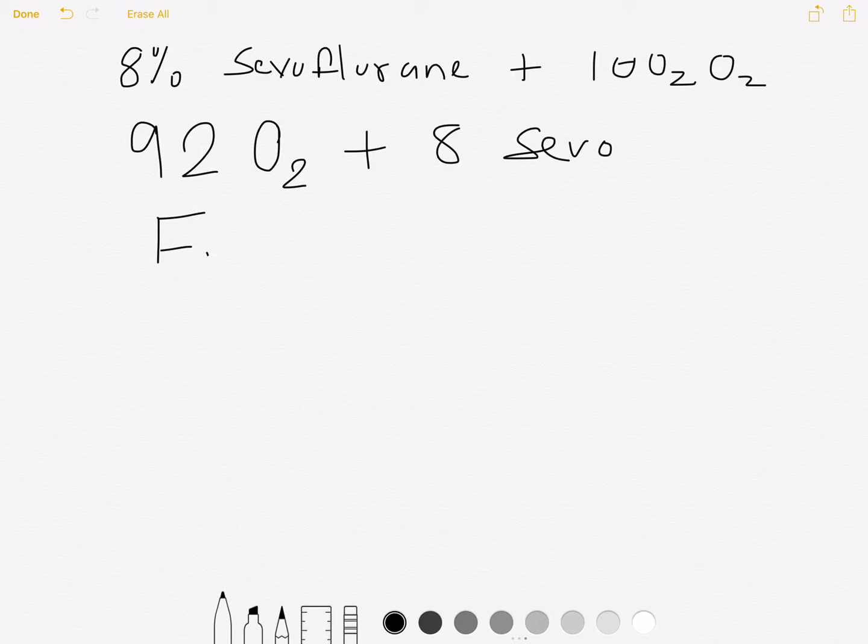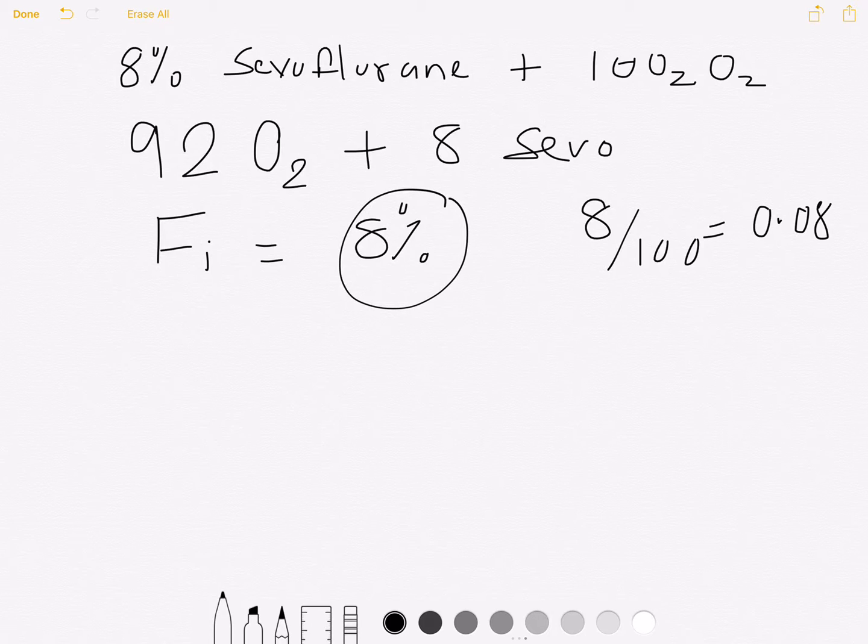So your Fi is 8%, 8 parts per 100, which is strictly a fraction, so it would be 8 divided by 100, that is 0.08. So Fi, this is what you are giving expressed as a percentage, and this is what you're giving expressed as a fraction.